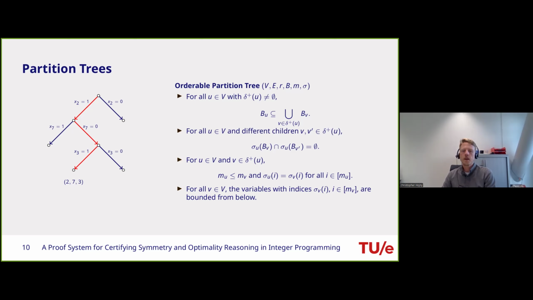And a technical assumption that we need for proving symmetry reductions is that if we are considering the variables with indices in sigma v of I, then these variables need to be bounded from below. So it's not possible that we have completely free variables. And this is a technical assumption that we also need for proving that there cannot exist infinite sequences that we have in our dominance-based strengthening rule. We need some kind of boundedness such that we cannot go arbitrarily far.